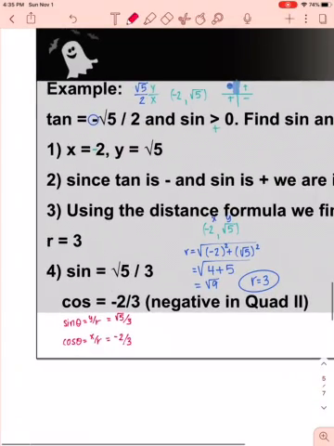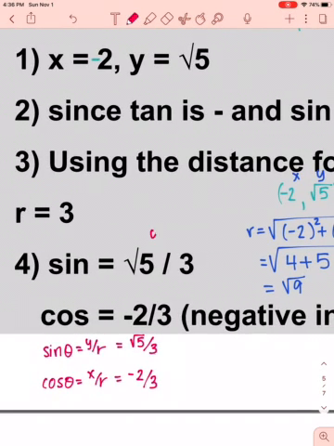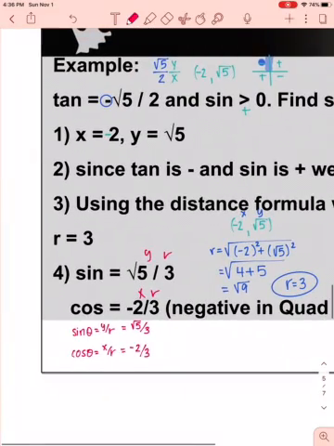Okay? All the answers are right there as well, but just so you know where they came from. Sine is y over r, cosine is x over r, and we found the x and the y because we were given tangent, and then we found r using our distance formula.